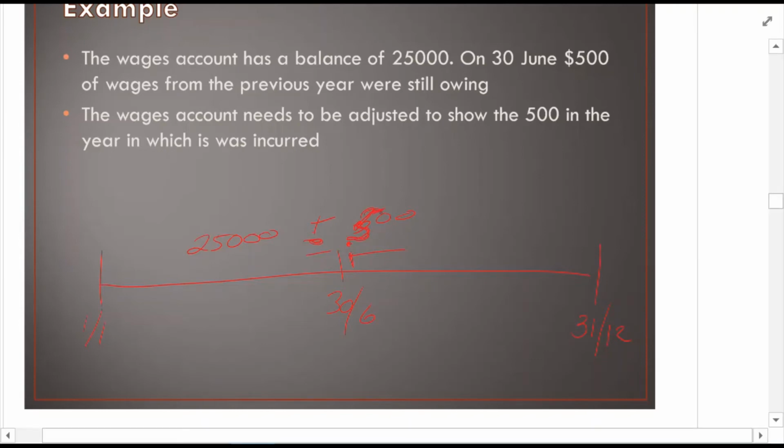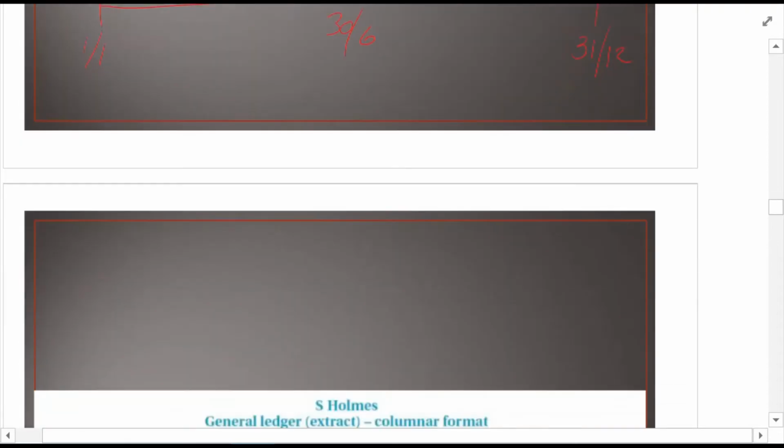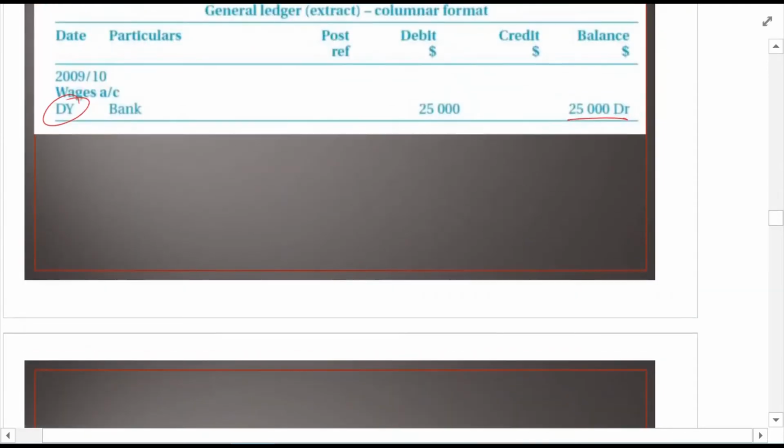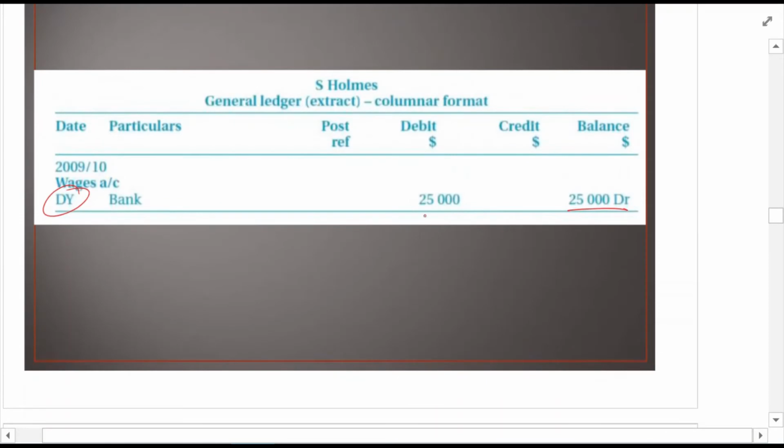That's a 5. So 500 belongs on there. So we're going to add another 500 into this financial year. That hasn't been included. All right. So this is the wages account. How it will have looked. DY stands for during year. So we've got $25,000 on the debit side. We would have recorded that. What we need to do, we need to add on another 500. So we're going to need to debit this account for $500. Okay, to make it 25,500.